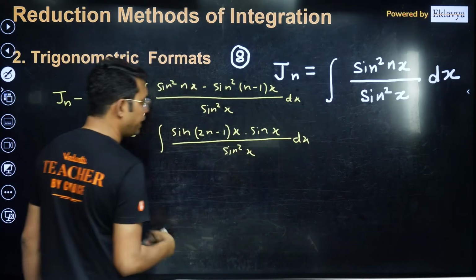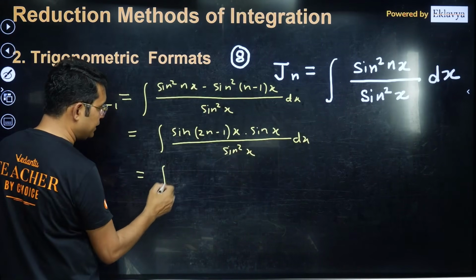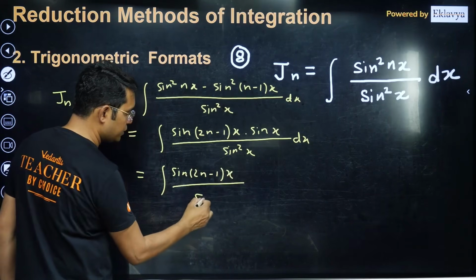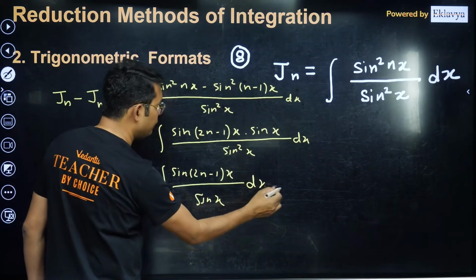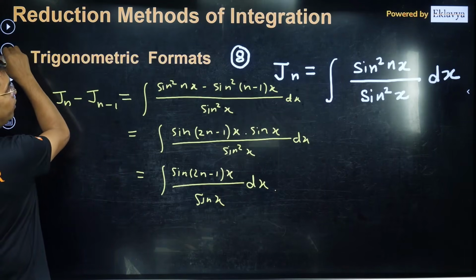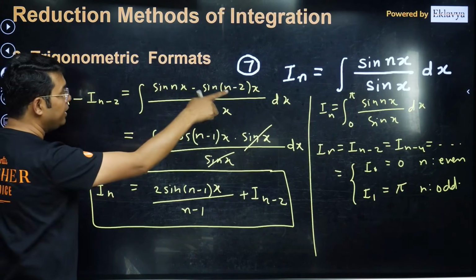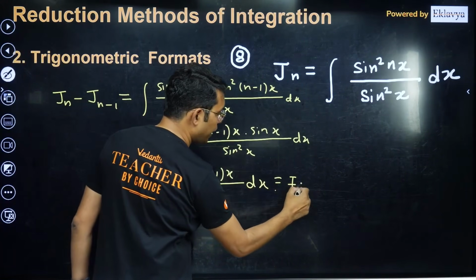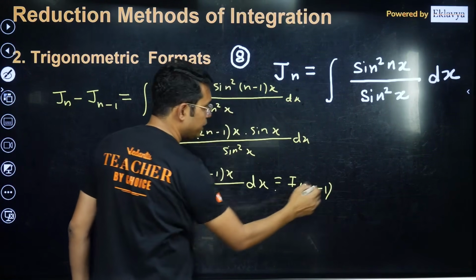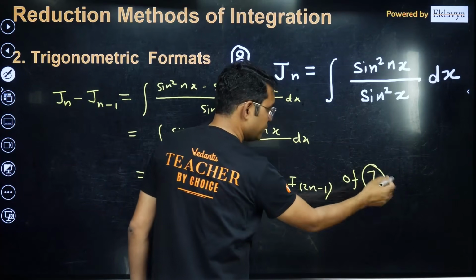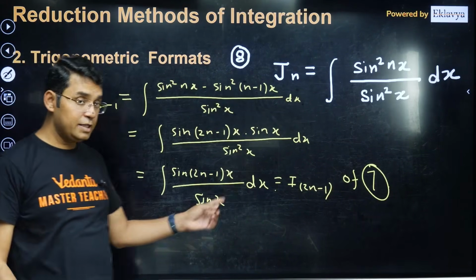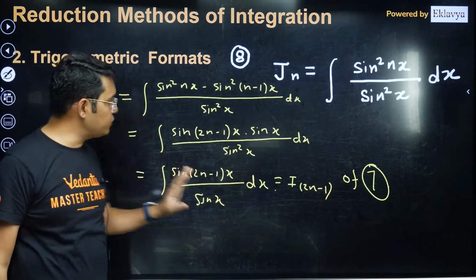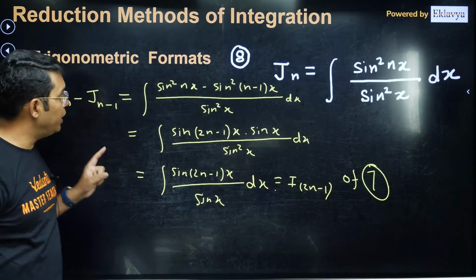So one power of sine x will cancel, and we will be getting this as sine (2n minus 1)x upon sine x. Now you can compare it with my previous format of this point number 7. This is actually I(2n minus 1) of 7 number. Okay, now we know how I(2n minus 1) is solved. So you can find Jn in terms of I(2n minus 1), and then Jn can be found.